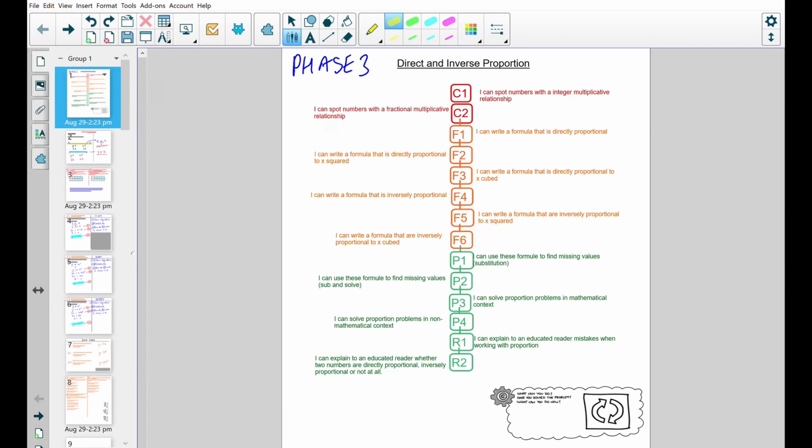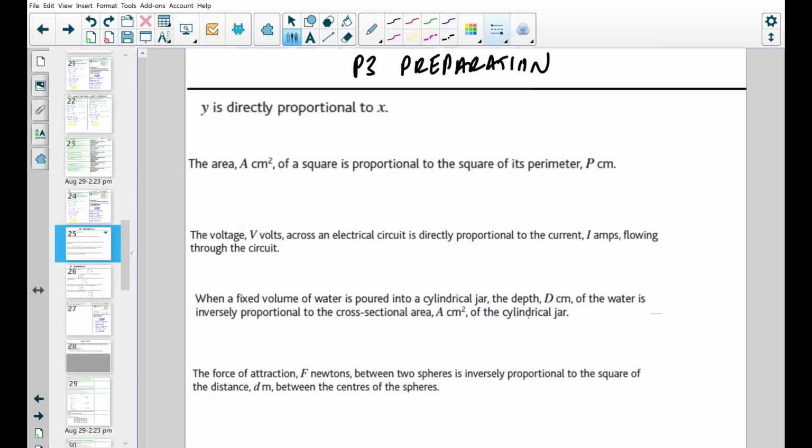In this video, we'll be focusing on the P3 learning outcome: I can solve proportion problems in mathematical context. P3. Now, just before we move on to P3, as you can see here, there are 5 questions.